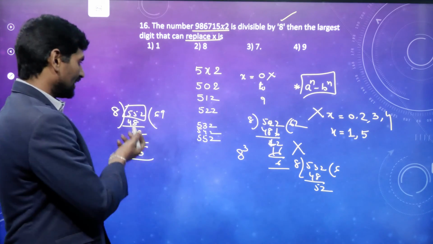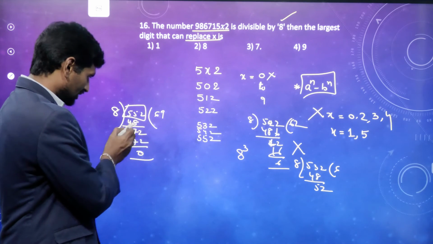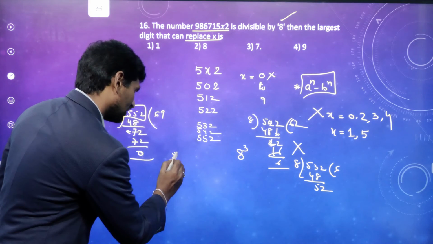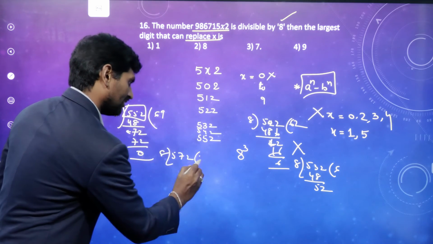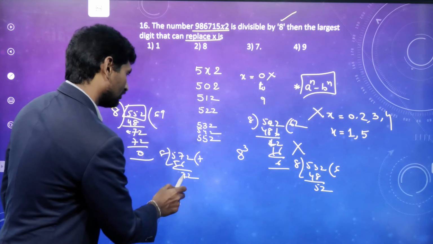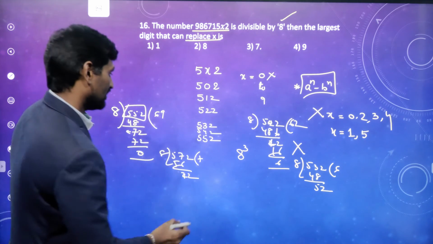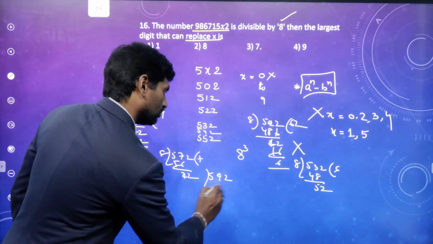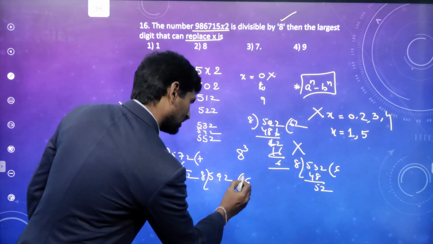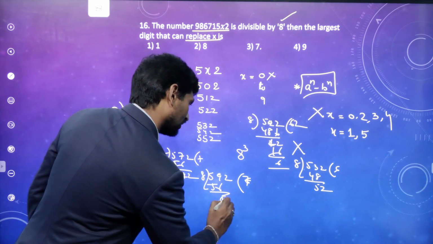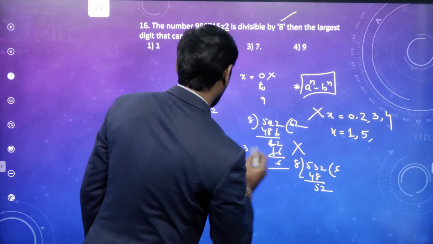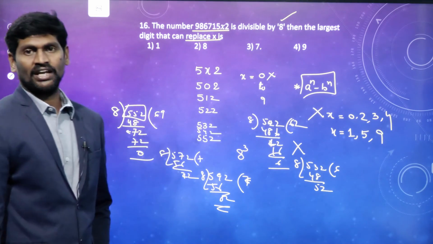Next, 6. 6 won't come definitely because remainder 82 will come. Next, 7. 8 7s are 56, not coming. 12 won't come. 8. 22 won't come. 9. Yes, 592. 8 table: 8 7s are 56, 32 exactly divides. So 592, that means 9. Among them 9 is the highest number.